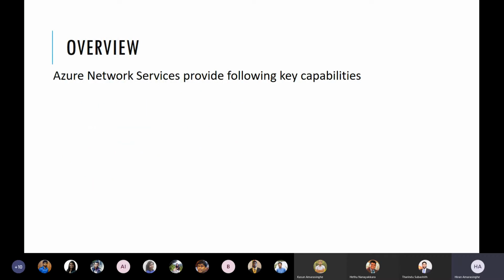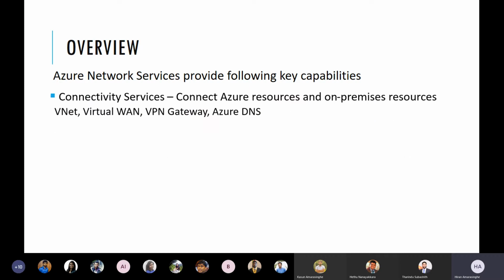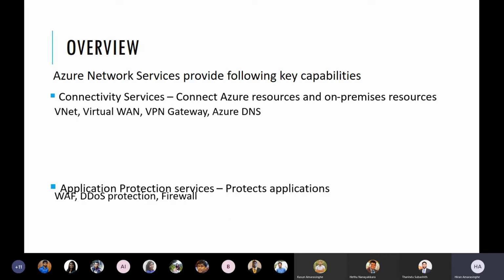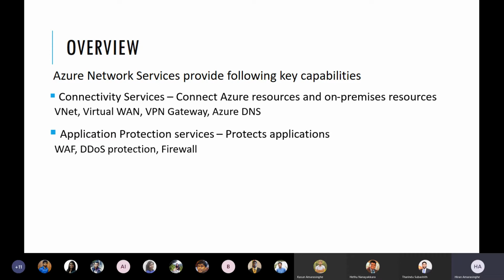So what is Azure Network Service? Azure Network Service consists of mainly four subcategories. The first one is the connectivity service. Connectivity service basically connects your Azure resources as well as on-premises resources. For example, VNet, virtual WAN, VPN gateway, Azure DNS. The other one is application protection services, which basically protect your application. If you take WAF, which stands for web application firewall, DDoS protection service, and Azure firewall.